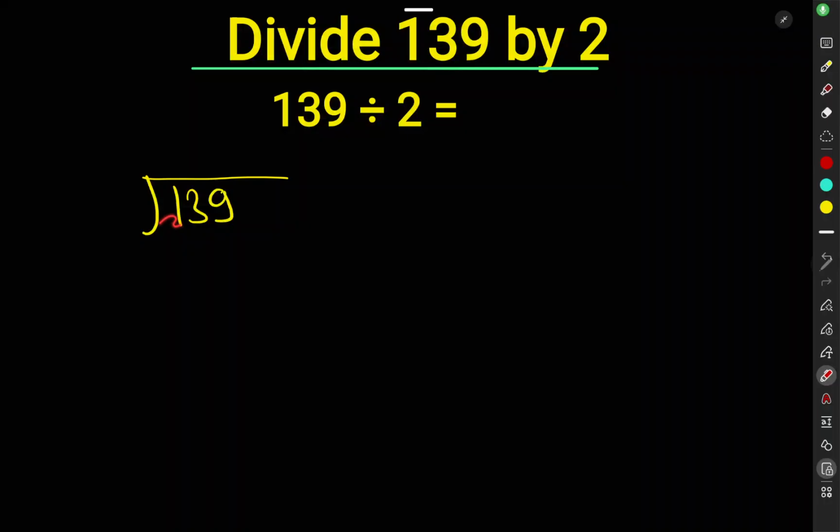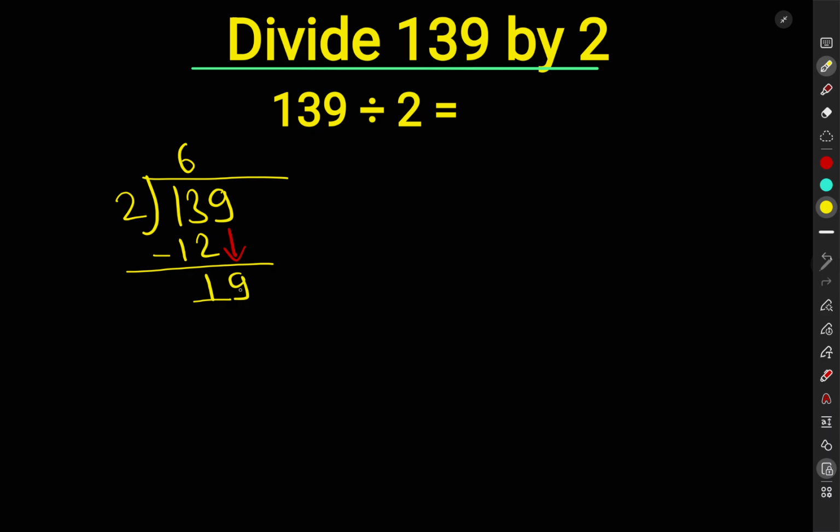Here we divide 139 by 2 in a long division method. So 2 times 6 means 12. On subtracting we get 1. So now this 1 is less than 2. So we bring down the number beside this, 9.